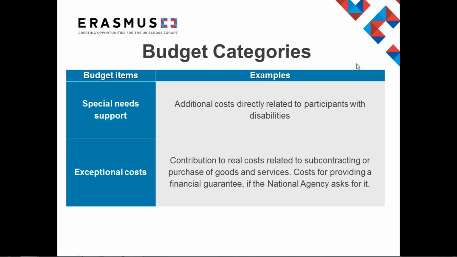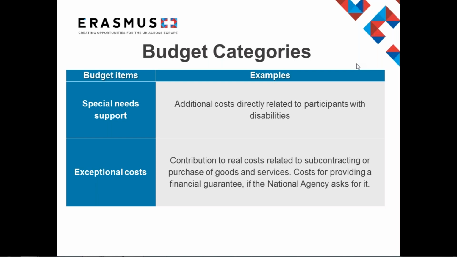The two categories shown on this slide are based on real costs. This means you can enter any amount into the box within the application form. Before doing so, it's important to consider whether what you are applying for is eligible. Has it been justified within the application, and does it demonstrate value for money?